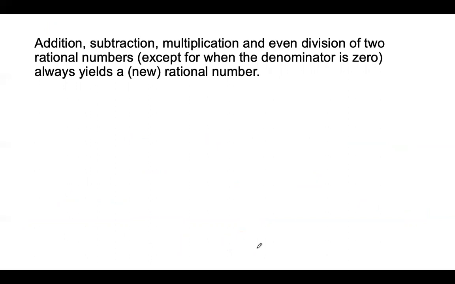With these rational numbers, addition, subtraction, multiplication, and even division of two rational numbers, except for when the denominator is 0, always yields a new rational number. This means if x and y are elements of our rational numbers, then x plus y, so we can add them, is also going to be a rational number.